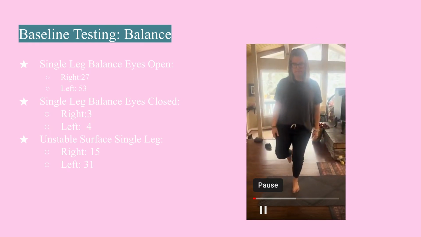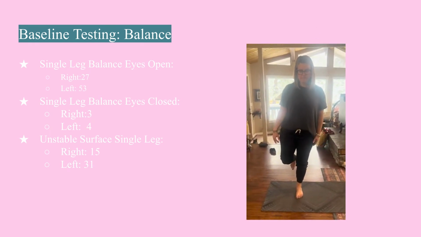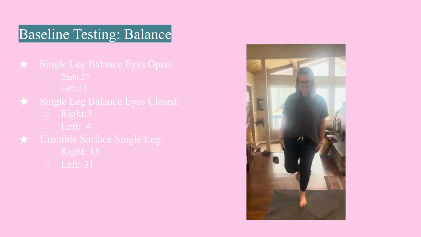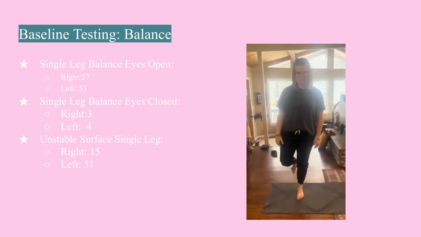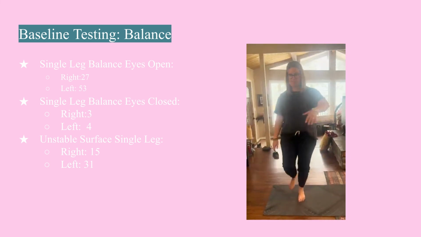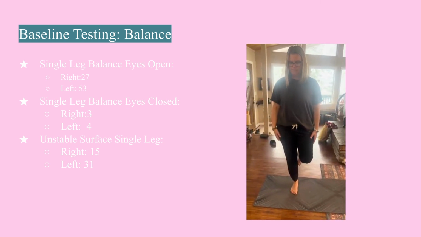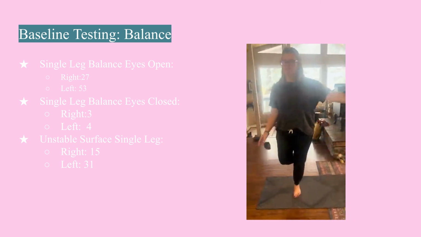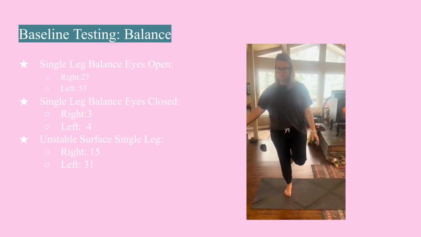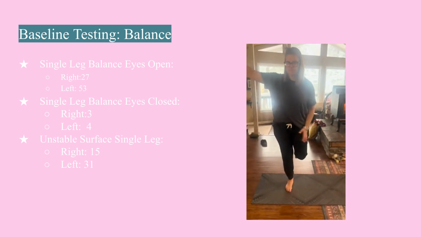For balance, we decided to do single leg balance with her eyes open. She was able to do it on her right for 27 seconds and on her left for 53 seconds. Then, with her eyes closed, she was able to do it on her right foot for 3 seconds, on her left foot for 4 seconds. And on an unstable surface, I used a couch pillow. She was able to do it on her right for 15 seconds and on her left for 31 seconds.